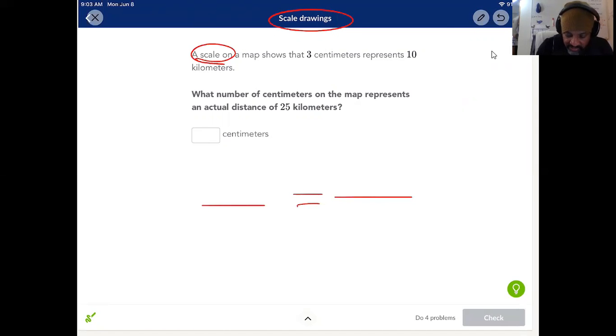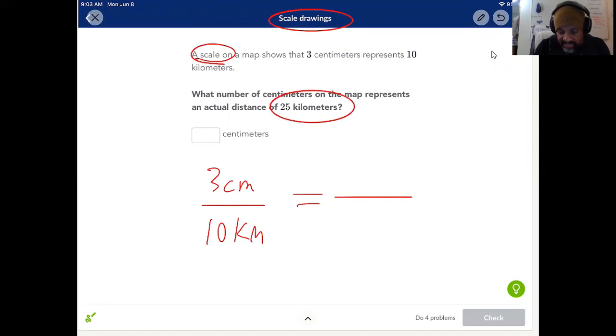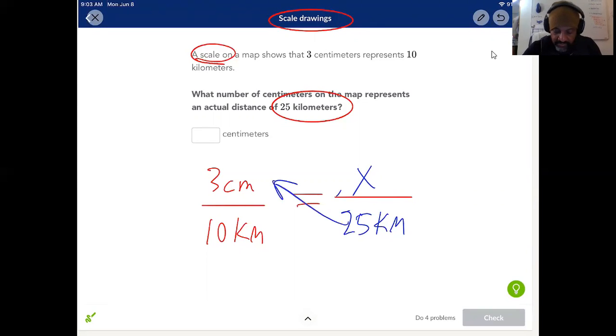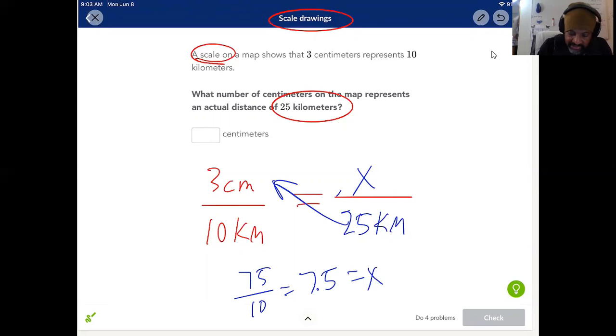All right, so we've got 3 centimeters represents 10 kilometers, right? Now they give us 25 kilometers, so we're going to put 25 kilometers here. And what we're trying to find is the number of centimeters, so that's going to be X. All we're going to do now is cross multiply. So 3 times 25 is 75. 75 divided by 10 is going to be 7.5. That's going to be X, and it's going to be centimeters, 7.5 centimeters, right? Boom. That's the question.